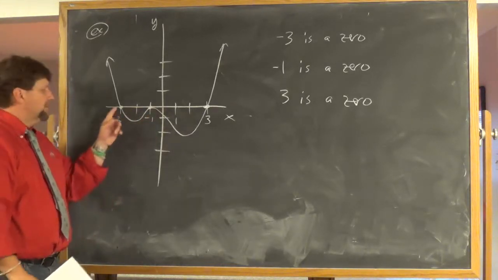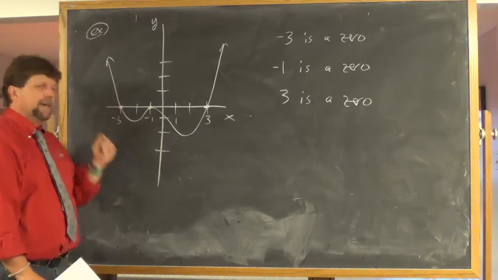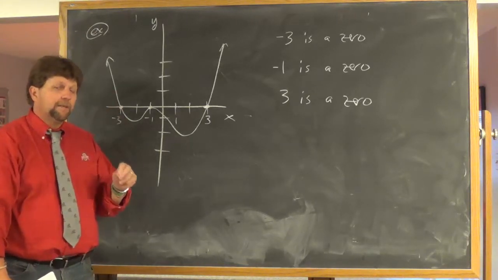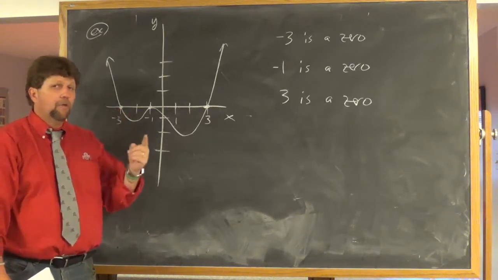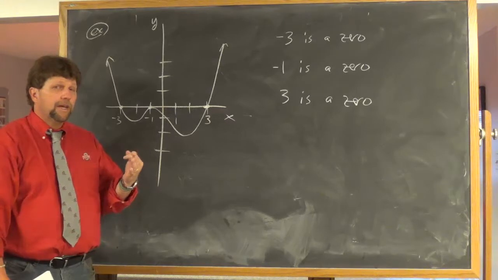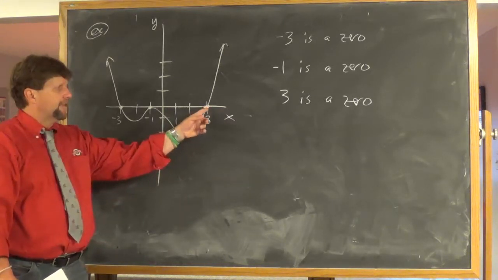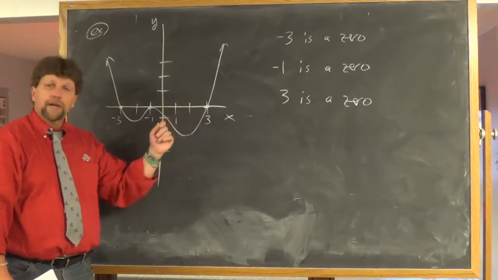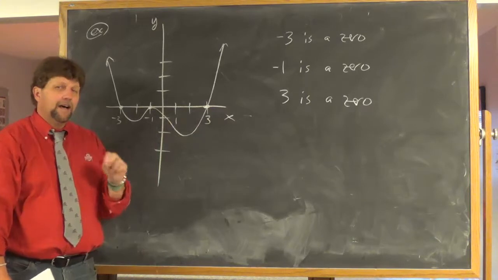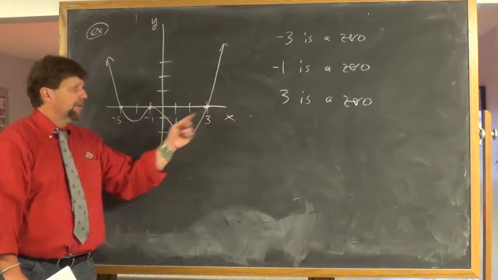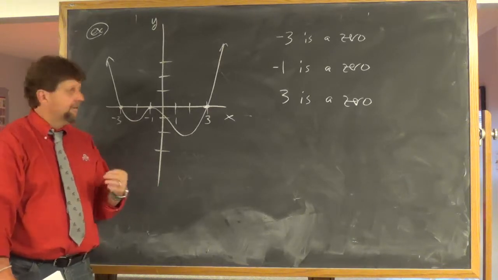What could the multiplicity of -3 be? Well, since the graph crosses the x-axis there, the multiplicity has to be an odd number. So the multiplicity of this 0, it could be 1, it could be 3, it could be 5. The same thing for the 0 out here at 3. The graph crosses the x-axis, so it has to have odd multiplicity. So the multiplicity of 3 could be 1, it could be 3, it could be 5.